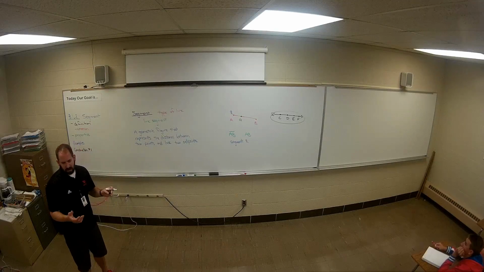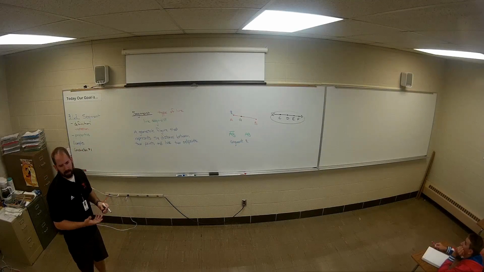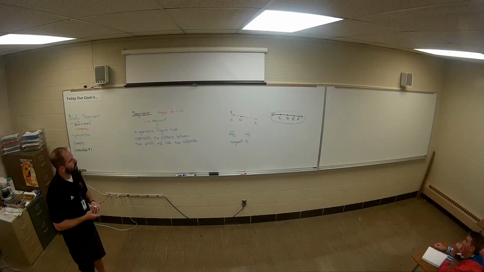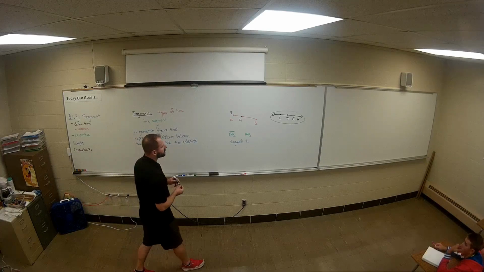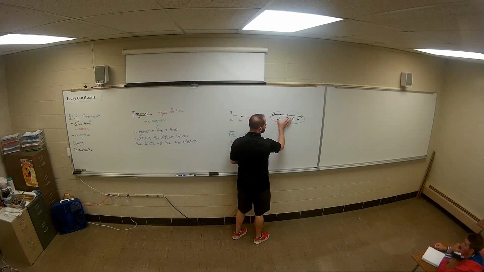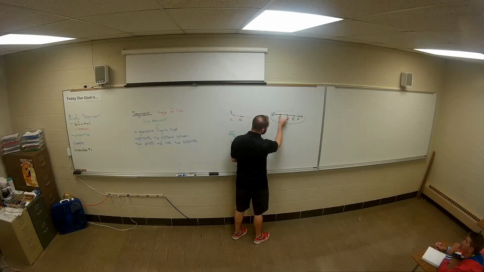So the idea is that this formula right here, this segment addition postulate, this little equation, does not apply to this drawing. It doesn't work. The reason it doesn't work for this is because it's called the triangle property, this triangle rule. And imagine that you're standing right here.